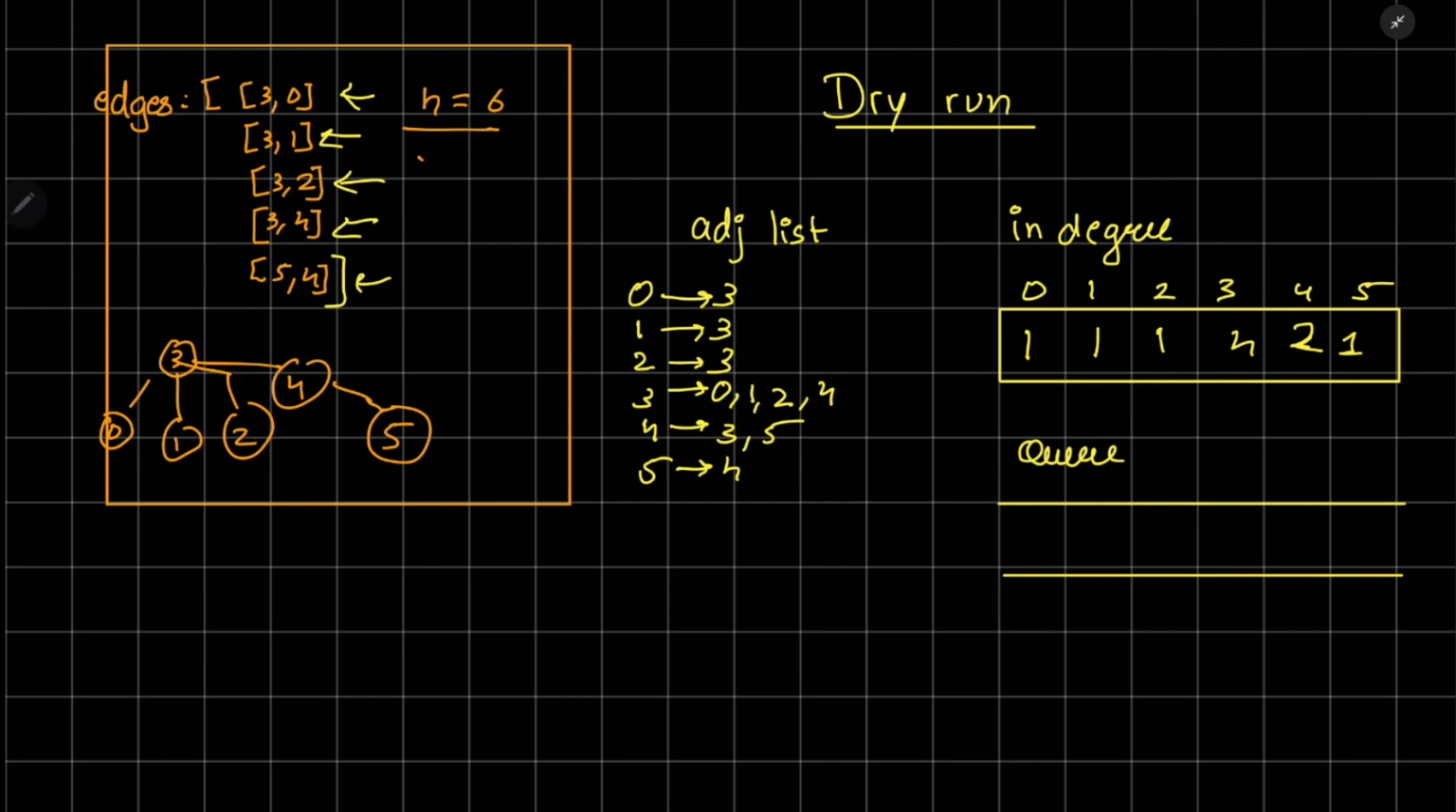Okay, so now if you notice, if we mark these degrees on the graph, 0 will have degree 1, 1 will have degree 1, 2 will have degree 1, 5 will have degree 1. I was calling it in-degree, but actually it should be called degree, because it's both in-degree and out-degree. So for 4 it will be 2 and for 3 it will be 4. Now one thing to notice here is that for all the leaf nodes the degree is 1.